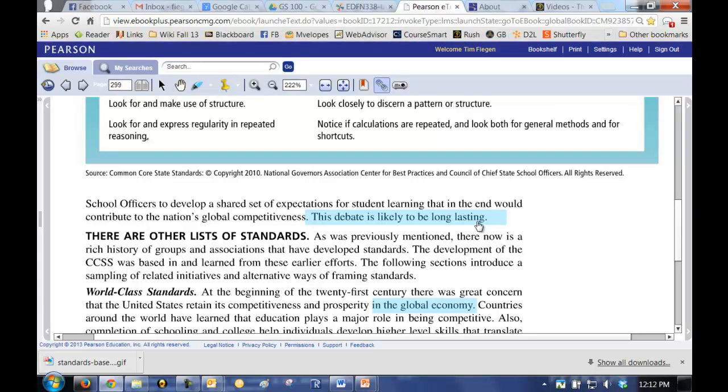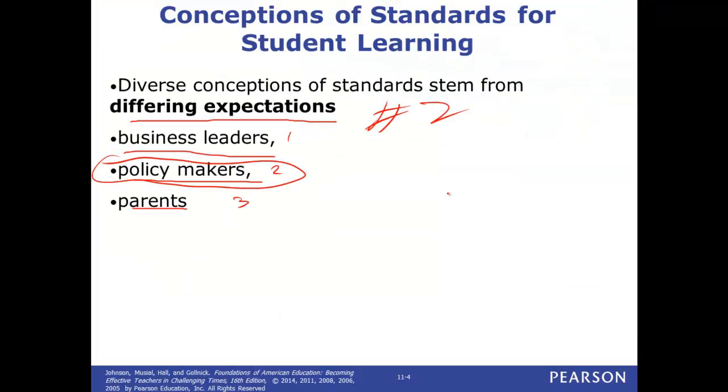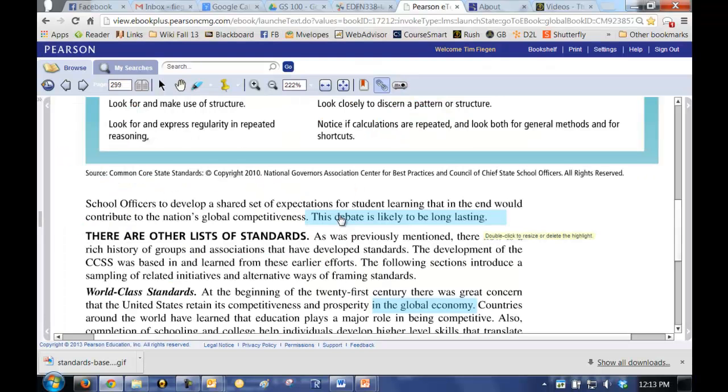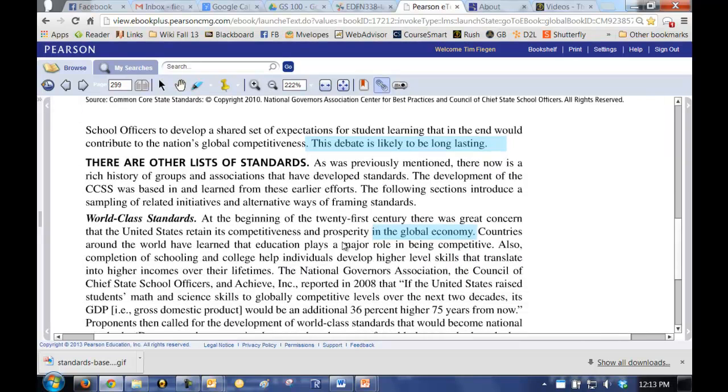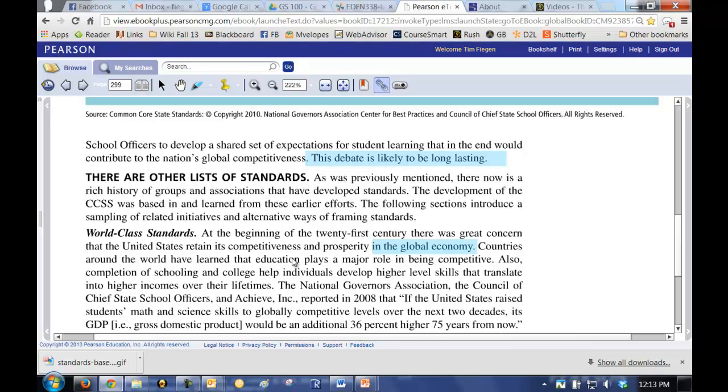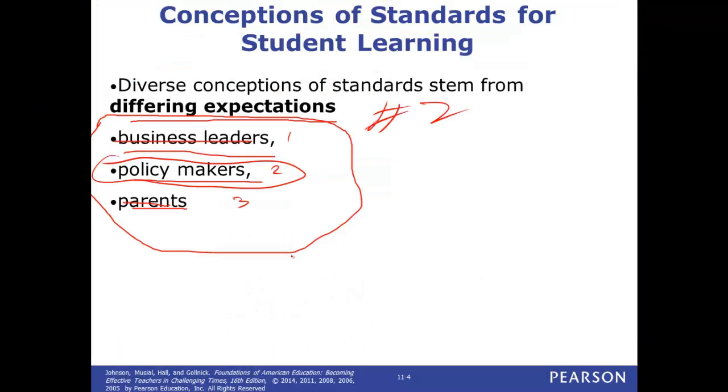It's going to be long and lasting, and I'm going to say to you again, how do we cut these other groups out of here in the name of the federal government? That the federal government set those standards. I don't get it. It'll be interesting to see how this plays out in your time as teachers. I predict that there'll be some change.